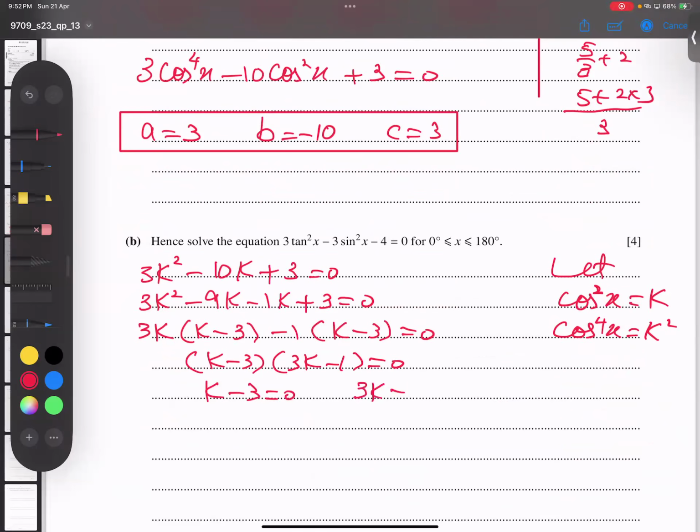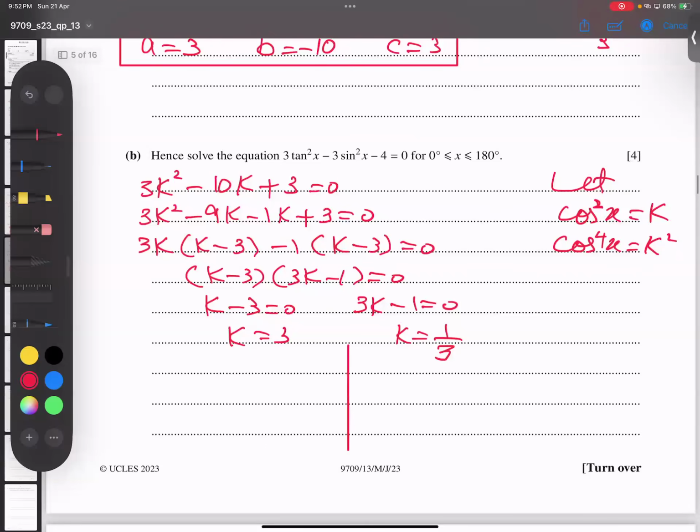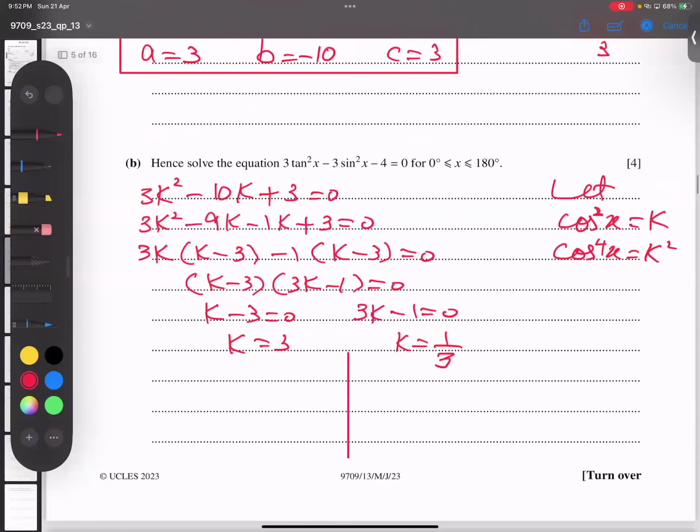And I got 2 answers. Here the k value is 3. Here the k value is becoming 1/3. And both values I will plug back in there. So I'm writing it now here. Okay, so I'm getting here cos square x equals, and wait, let me check. I got the same two values, 1/3, and wait a minute, let me check.